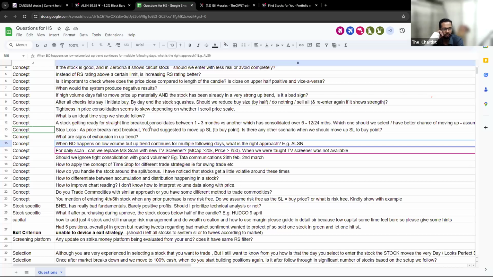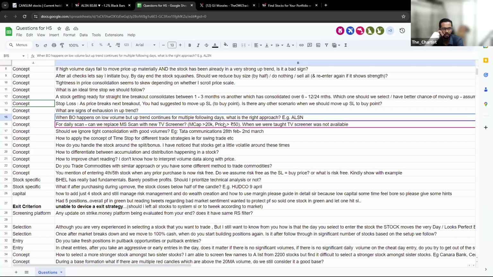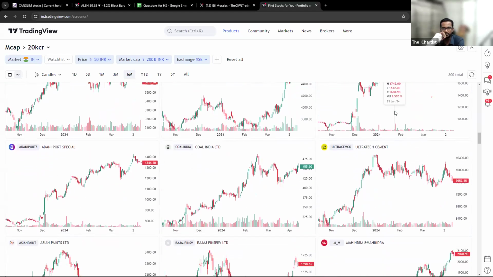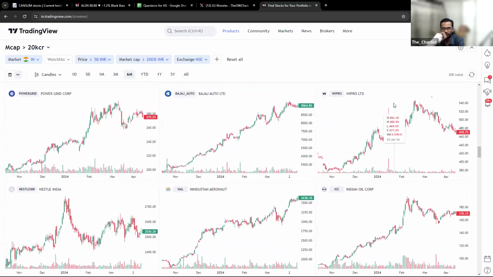For daily scan, can we replace MS scan with the new TV screener? It was available, no, we covered, right? So this one is MCAP greater than 20K CR. Now you can note down: price more than 50, market cap 200 billion INR. Someone asked me, why 200 billion? Why not 20,000 CR? Don't ask a mathematical question, 200 billion is 20,000 CR. Exchange is NSE. How many stocks? 300 charts. So how long does it take? Just 10-15 minutes, not more than that.